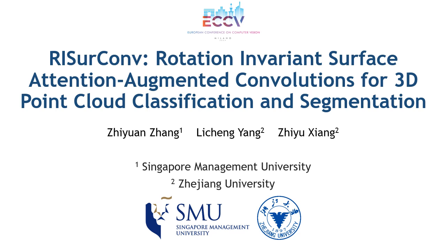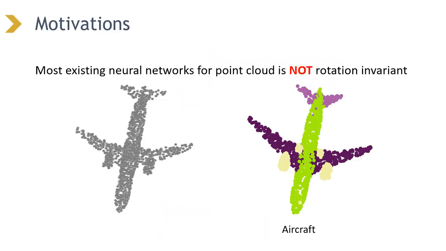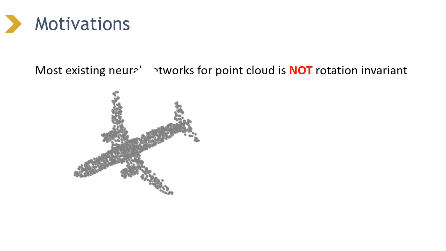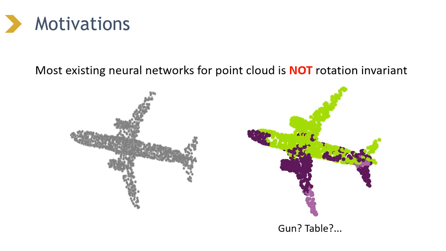I am very happy to present my recent work on rotation invariant surface attention-augmented convolution for 3D point cloud classification and segmentation. This work is motivated by the observation that most existing neural networks for point clouds are not rotation invariant. For example, the network may correctly understand and process this aircraft model in a specific pose. But when the model is rotated, the network cannot properly understand the model most of the time, because the network didn't see the rotated pose during the training procedure.